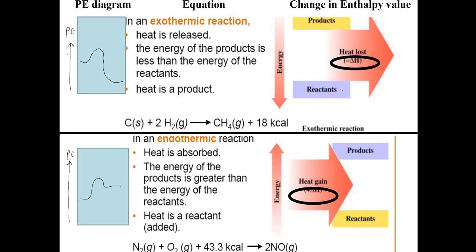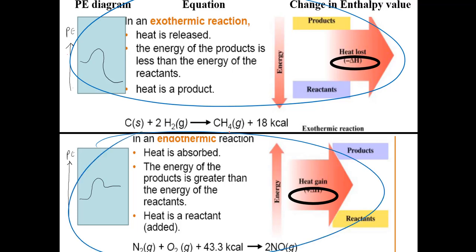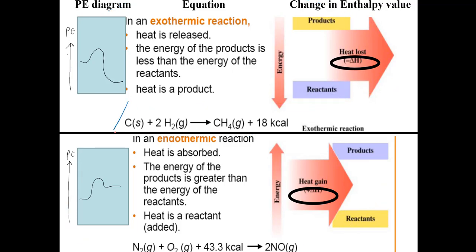So let's go ahead and summarize some of the things I talked about. The top portion is for exothermic reactions. The bottom portion is for endothermic reactions. Here is a chemical reaction. This is with charcoal and hydrogen gas, and that creates methane. And then here is energy that's being released.